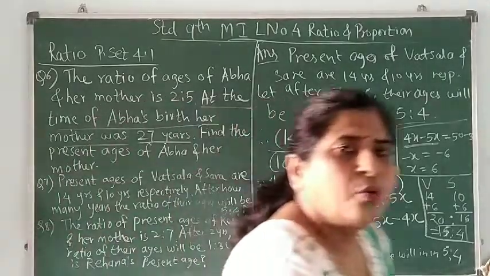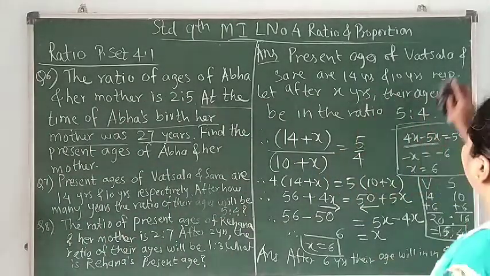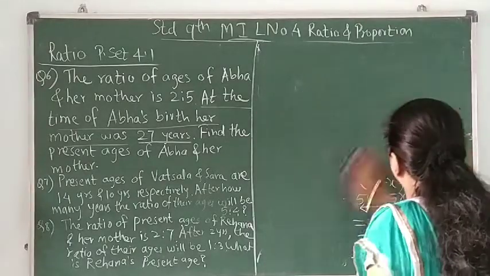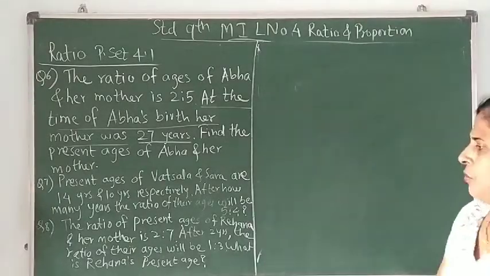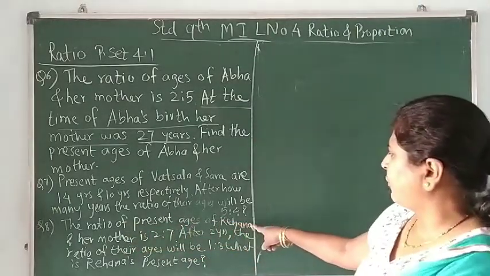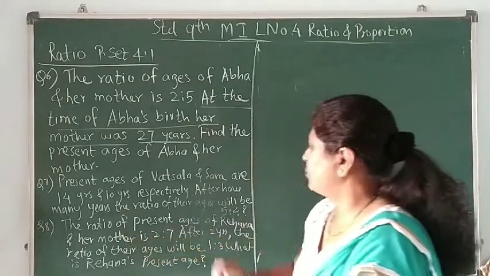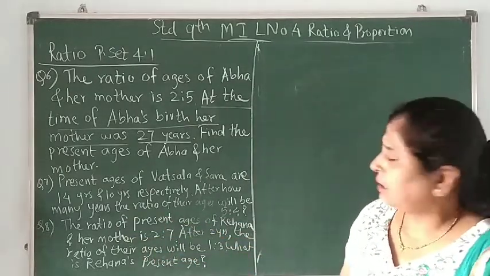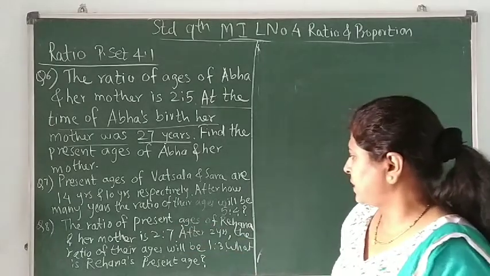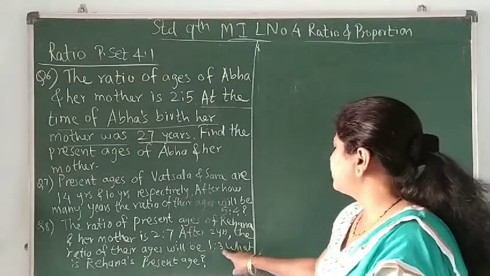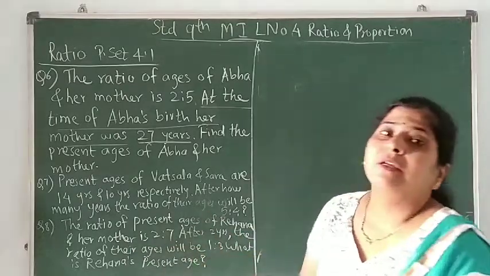Okay. Now move on to the 8th sum of this practice. In the 8th question, the ratio of present ages of Rehana and her mother is 2:7. So here again the present ages are not given, but their ratio is given, 2:7. And after 2 years, the ratio of their ages will be 1:3. So what is Rehana's present age?